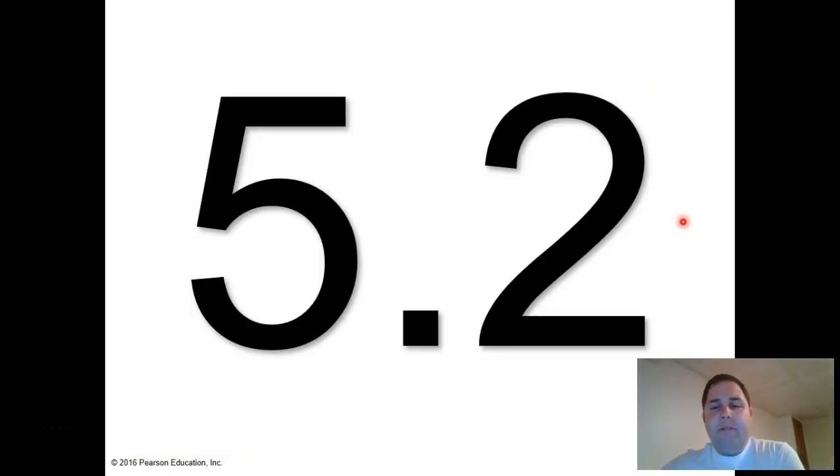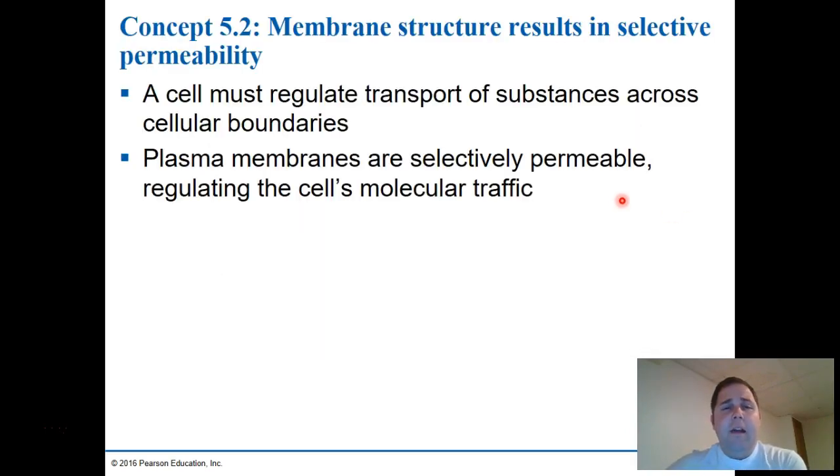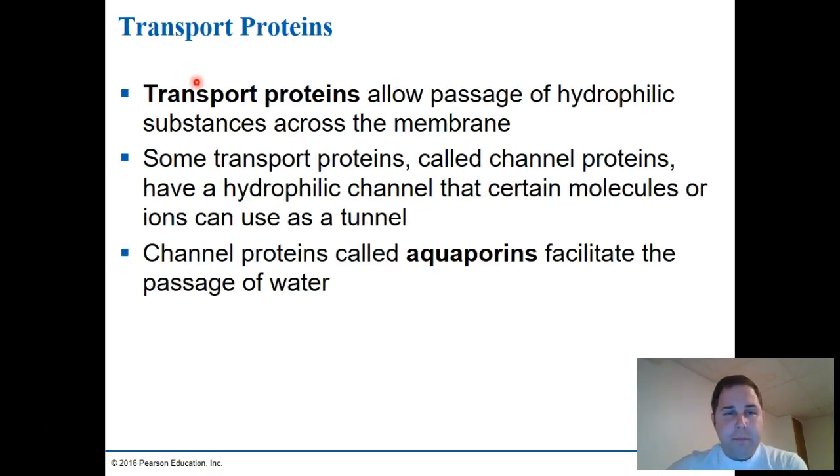And that brings us to 5.2, which, as I mentioned to you, is perhaps the easiest section in the chapter, and definitely, sorry, perhaps not the easiest section in the textbook, definitely the chapter. 5.2 just says that the membrane structure results in selective permeability. You should have picked all of this up from 5.1, that the cell regulates substances across the boundaries, and these membranes are selectively permeable. They don't let everything through.